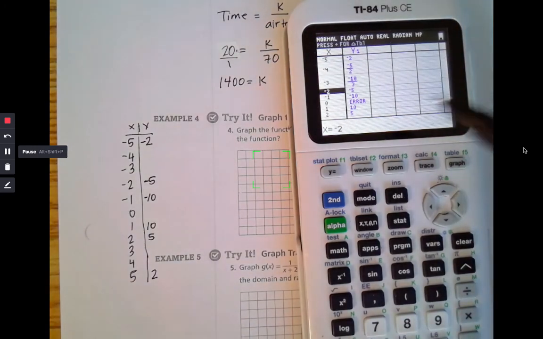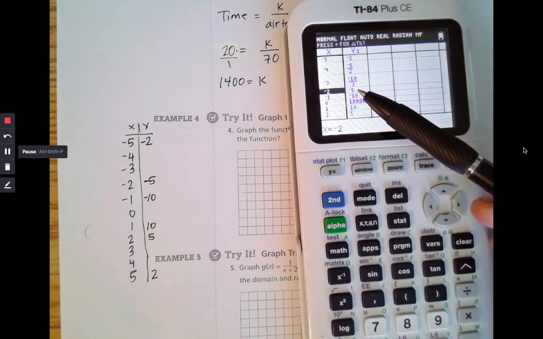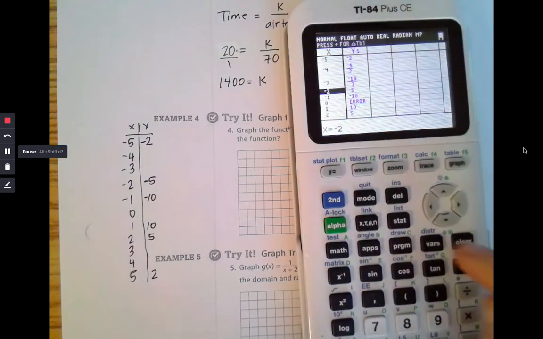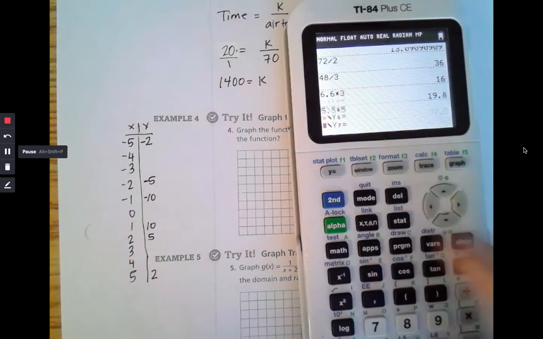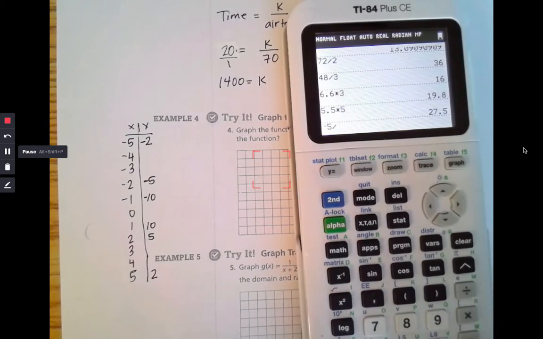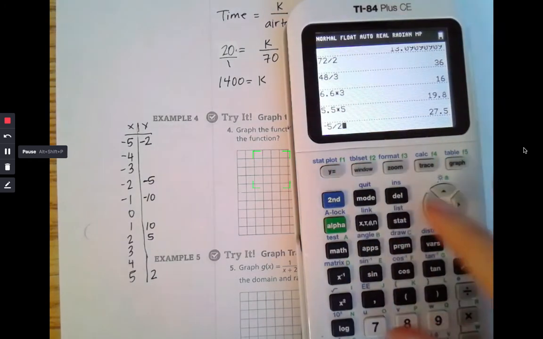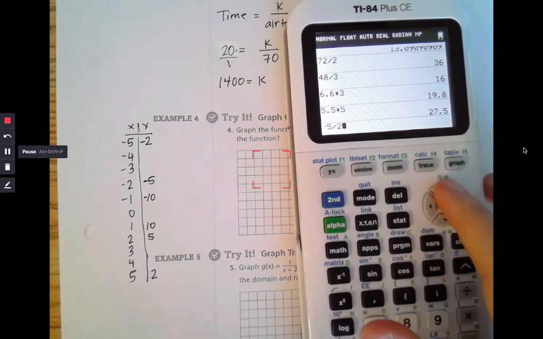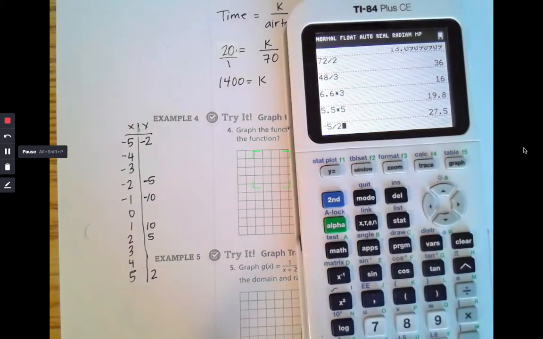Claudia, do you have the table pulled up on your calculator? Okay, I'm going to take mine down. At 4, what's the fraction you have? Is it -5 over 2? Positive? At 4? Oh, yeah, I meant -4. Sorry.